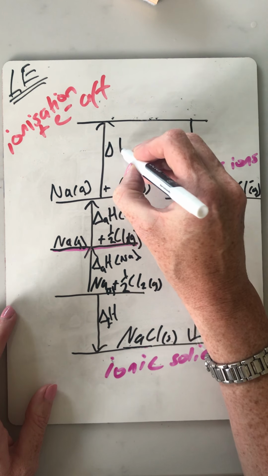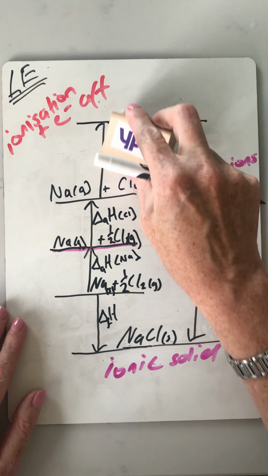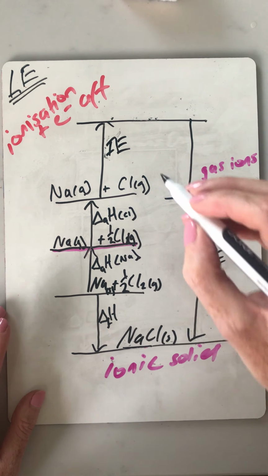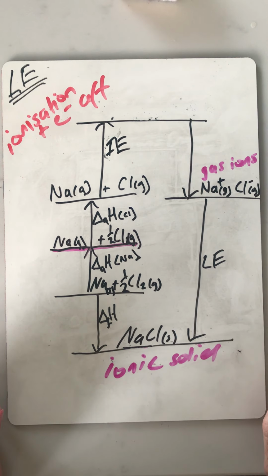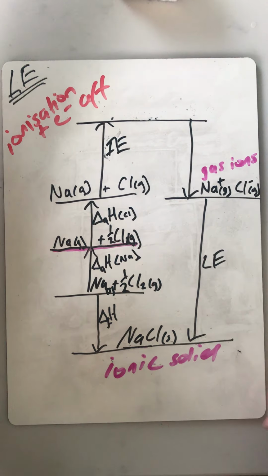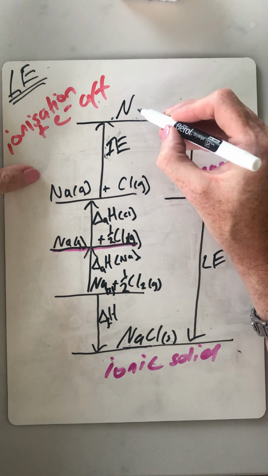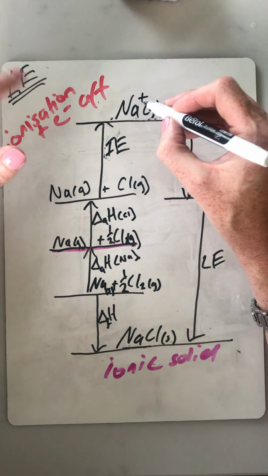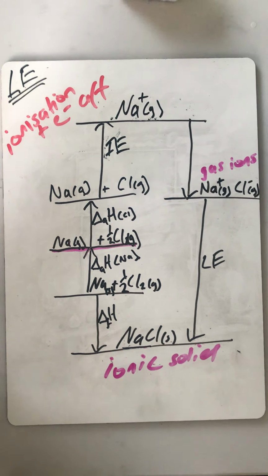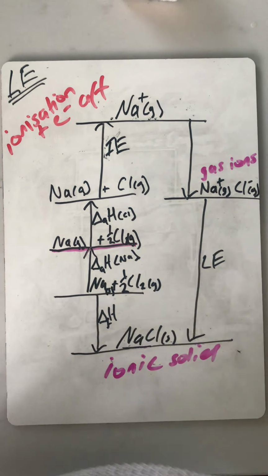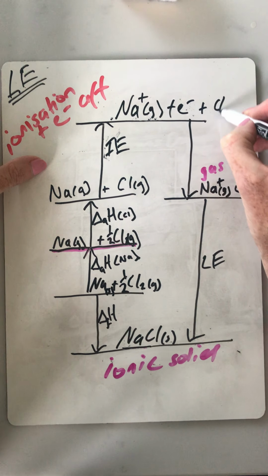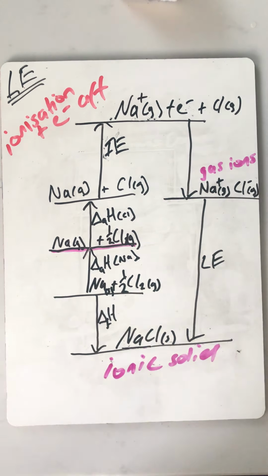So this is delta, in fact I'm not going to write delta H, I'm just going to write IE for ionisation energy. And of course it's of the sodium, because ionisation energy is about removing an electron. So you have your sodium, it's still a gas, which we did down here, and now we've made it into a positive charge. So there we have our electron we've pulled off. Our chlorine hasn't changed, I'll just shove it on the side there.